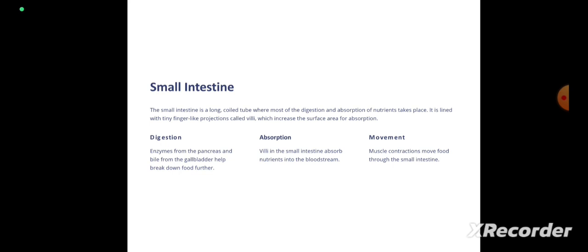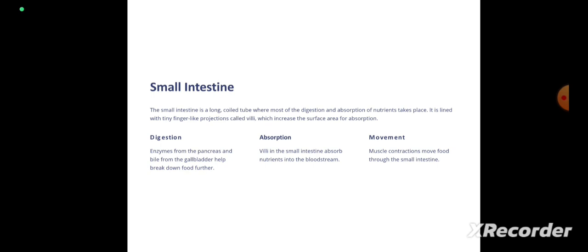The small intestine is the longest part of the GIT and is composed of the duodenum, jejunum and ileum. The length of the small intestine is about 6 meters. This is the part where maximum digestion occurs, about 90% of digestion. The main function of the small intestine is the absorption of nutrients and minerals from food.